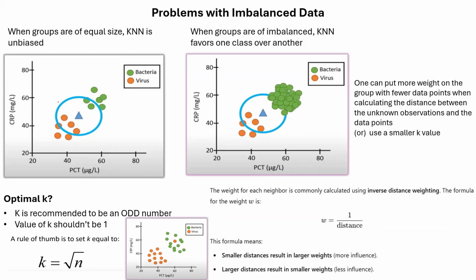When groups are of equal size, KNN is unbiased. Okay, it's not going to be biased, it works perfectly as we discussed. But when groups are imbalanced, like if we have 1,000 data points belonging to one class and just 6 data points belonging to virus, this will be biased, right? Because we are just taking the count of the points here. So when the count is more, it becomes biased.